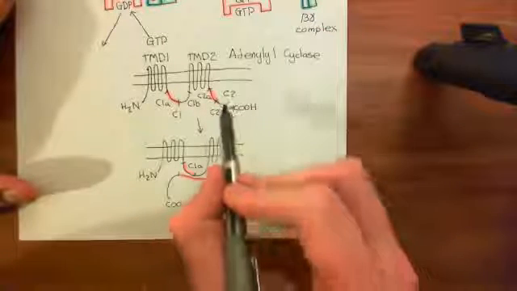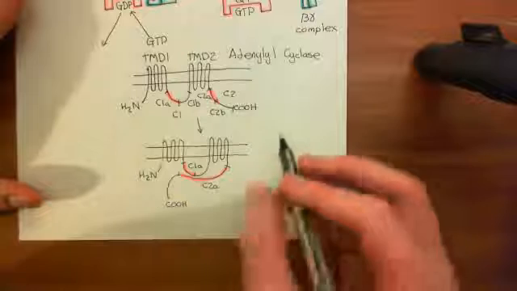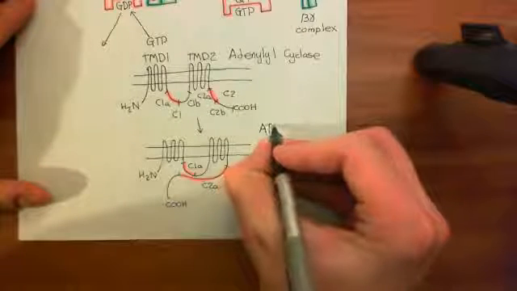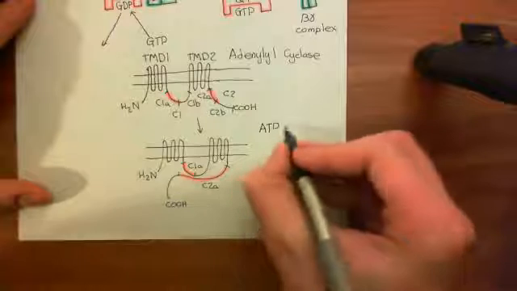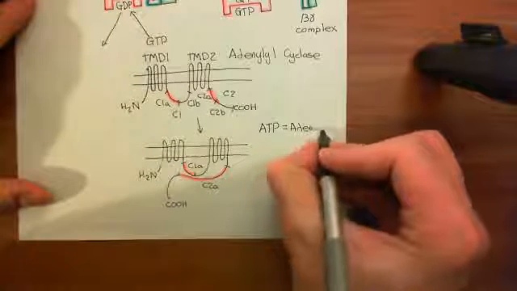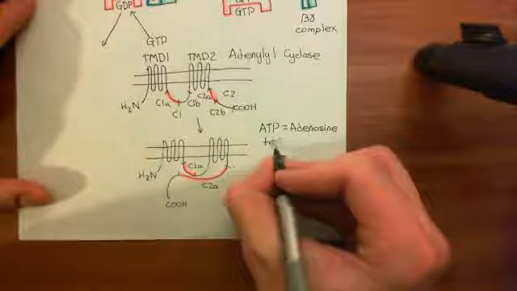So this is what an adenylyl cyclase looks like when it's inactive. This is what they look like when they're active. Now, what do they catalyze when they're active? Basically, they catalyze the conversion of ATP, which is adenosine triphosphate. And I will draw you a little cartoon of what adenosine triphosphate looks like.